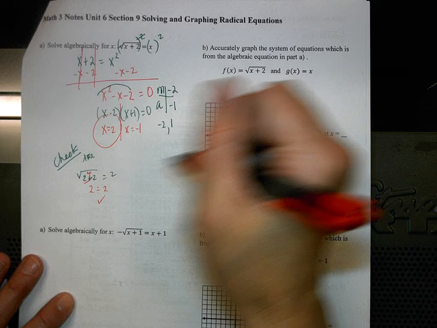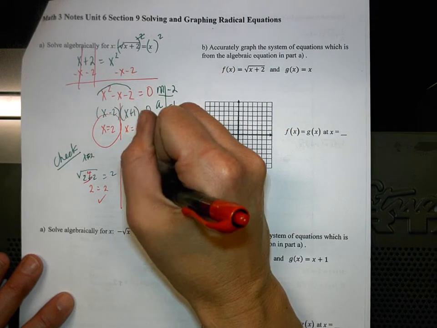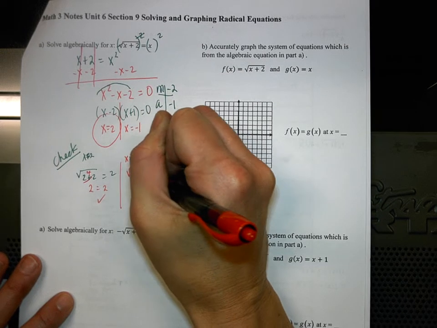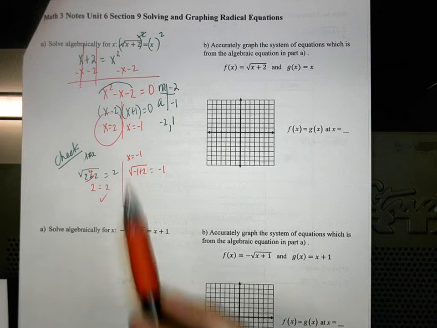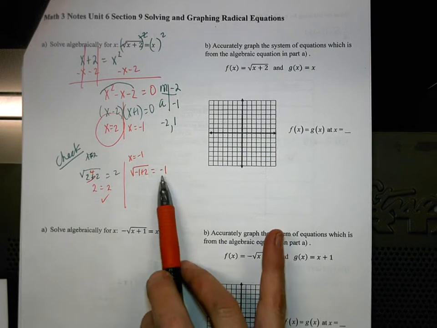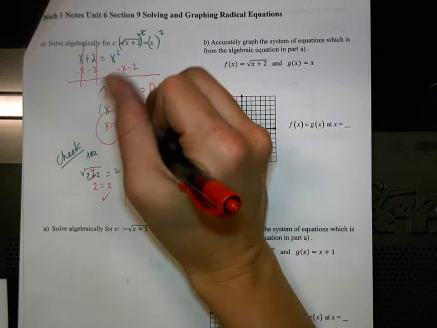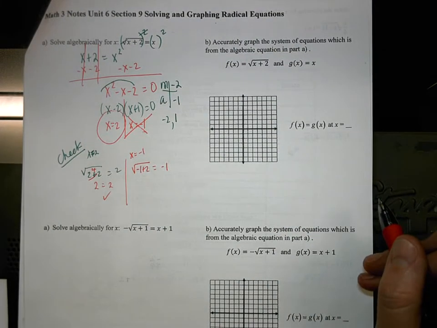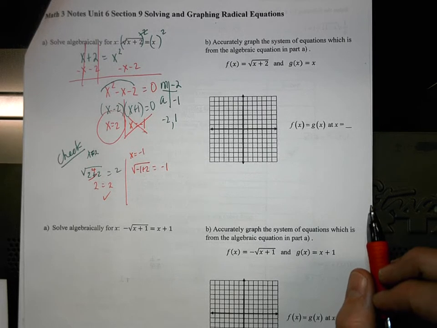This is an answer. Okay, we also should check x equals negative 1. So x equals negative 1. Square root of negative 1 plus 2 equals negative 1. Now looking at that right there, can I get a square root and equal a negative number? No. So this one's out. So my answer is 2. Are we good so far?